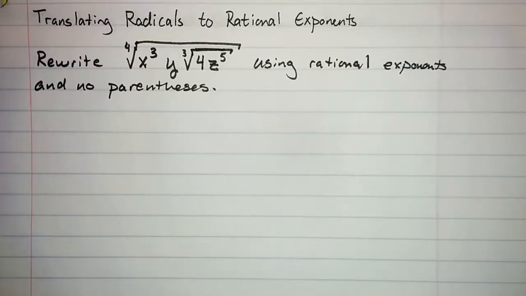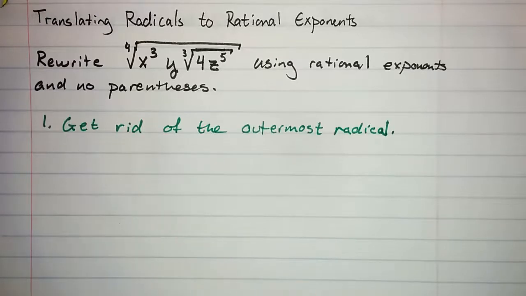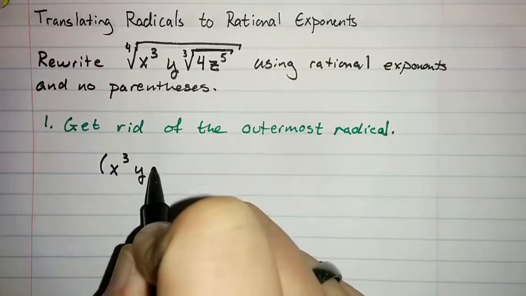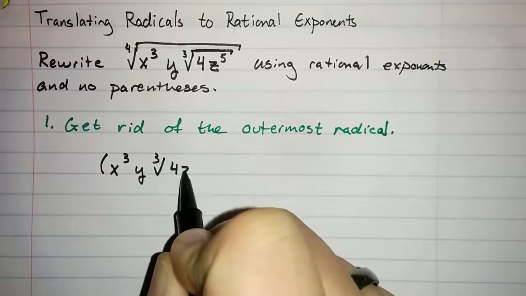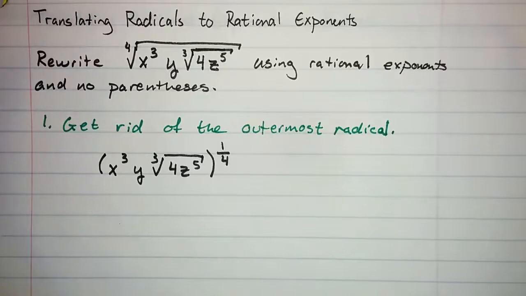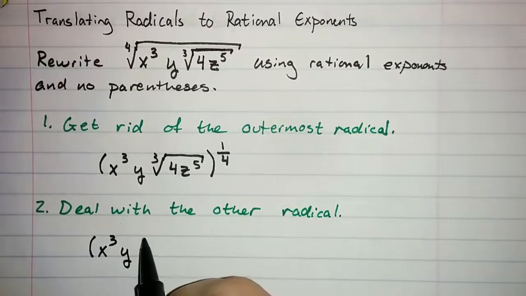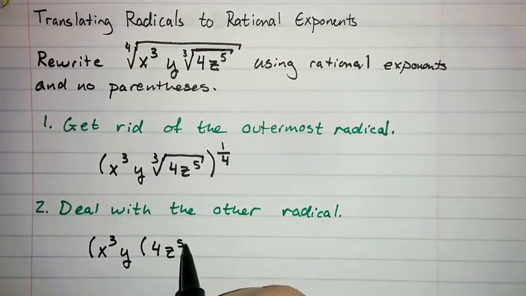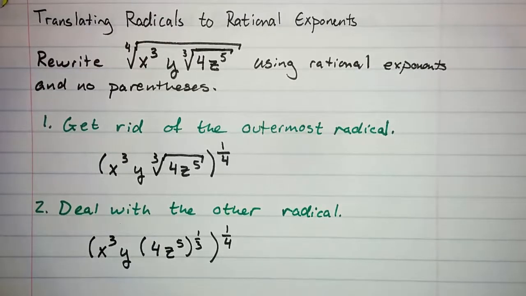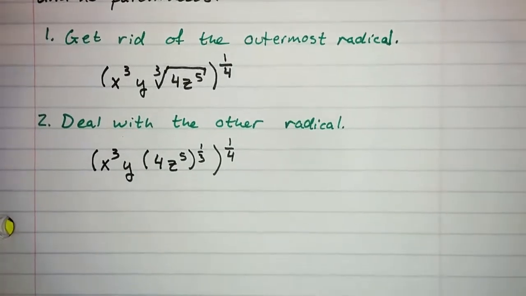Well, first I'm going to get rid of the outermost radical. So then we'll have x cubed y cube root 4z to the 5th, all to the 1/4 power. All right. Now let's deal with that other radical. x cubed y, 4z to the 5th to the 1/3, to the 1/4. Okay. Now I'm really done with the weirdness related to the rational exponents.